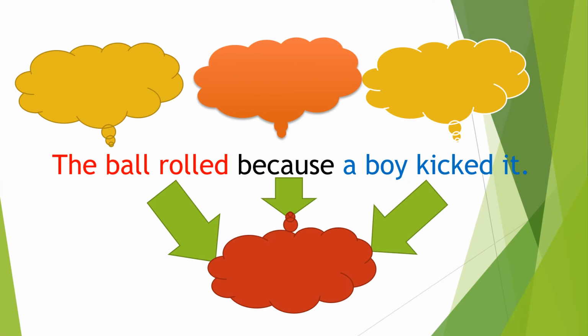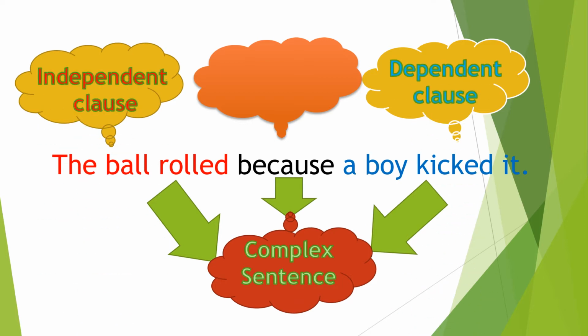Okay, so let us read the sentence. The ball rolled because a boy kicked it. This is an example of a complex sentence. Why? Because it consists of one independent clause and one dependent clause, and it was joined by a subordinating conjunction to show clear and precise relationship.